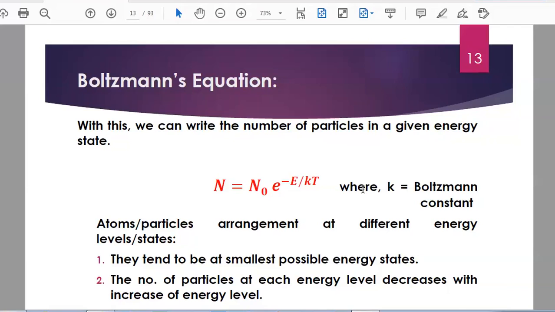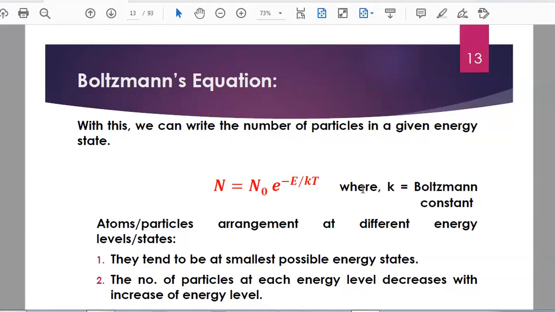kT. Now if you look closely, you see how the particles or atoms are arranged in different energy levels. In general, you already know that most particles try to stay in the lowest possible state, that means the minimum energy level state, because they don't want to move to the higher excited state on their own. So the general tendency is to prefer the lowest possible energy states. The other thing, which I mentioned in serial number 2, is that the number of particles in each energy level decreases with the increase of energy level.